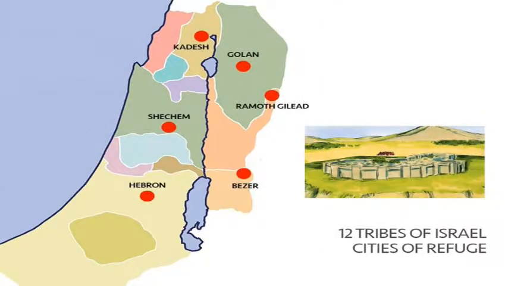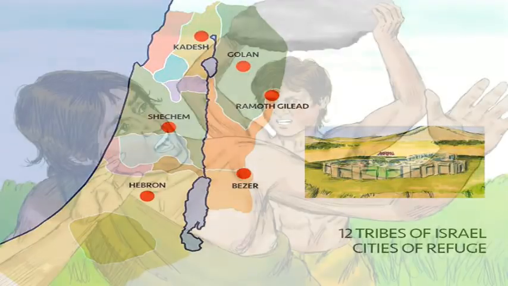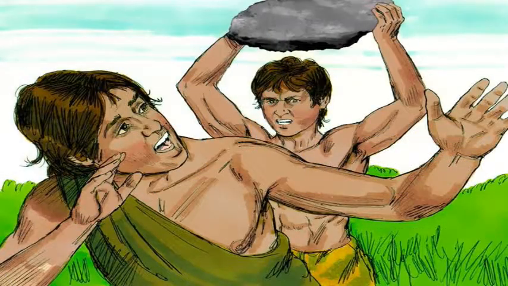One of the tasks God wanted the Israelites to do when they entered the Promised Land was to designate certain cities as cities of refuge. Six cities were chosen, three on the east side of the Jordan and three on the west side. Their purpose was to prevent injustice, especially in the case of revenge. For example, if someone accidentally killed someone, they could flee to a city of refuge and be protected from anyone wanting revenge.